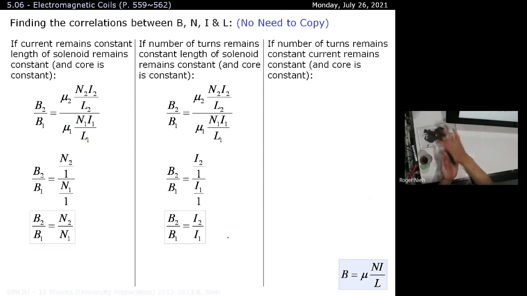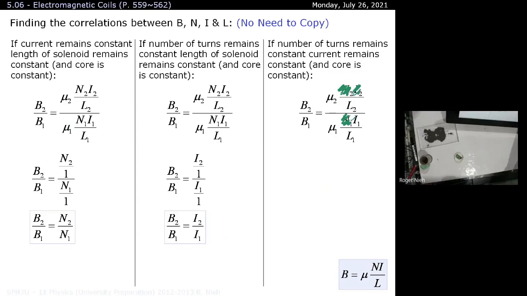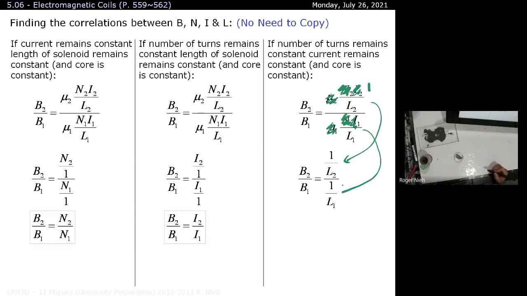Last case. If the number of turns remains the same, we're going to take the formula and divide it by itself. We're going to divide out the N's because they're the same value. The current is the same value, and the core is the same value. Here's where you've got to be careful. A lot of people think that length and B field intensity are proportionate, but they are inversely proportionate. Remember that you have effectively 1 over L in the numerator, and in the denominator, you have 1 over L as well. So when you divide a fraction by a fraction, you're multiplying the first fraction by the reciprocal of the bottom fraction. So what you end up with is L1 over L2.